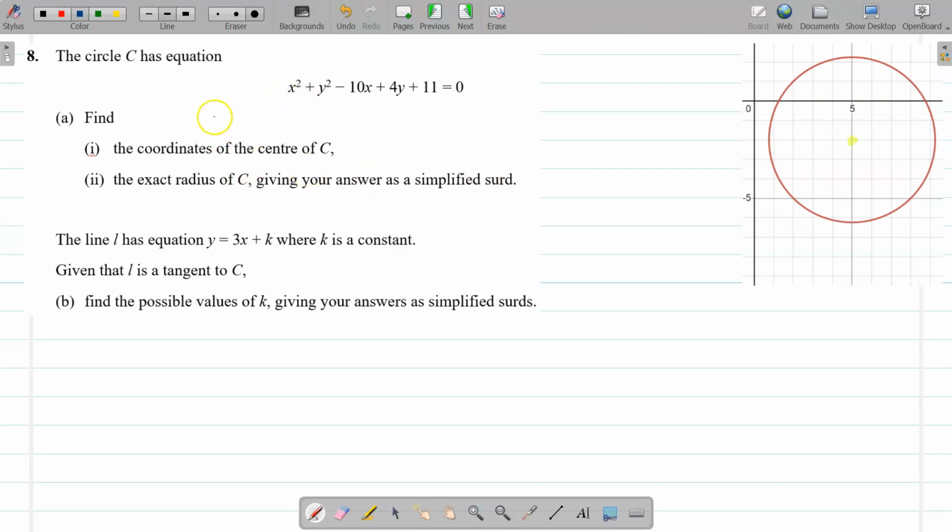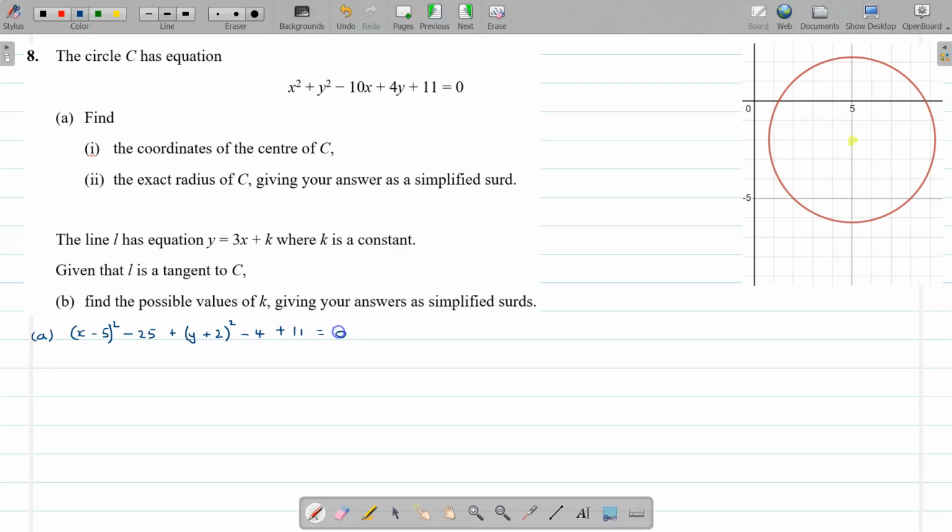So my first job here would be for part A to complete the square for x and y. So I'm going to do x minus 5 squared, and then I'm going to have to subtract the 25 from that. And for the y part, I'm going to have y plus 2 squared, to give me the y squared plus 4y. So y plus 2 all squared, take away the 4. I've still got to add my 11, and that gives me 0.